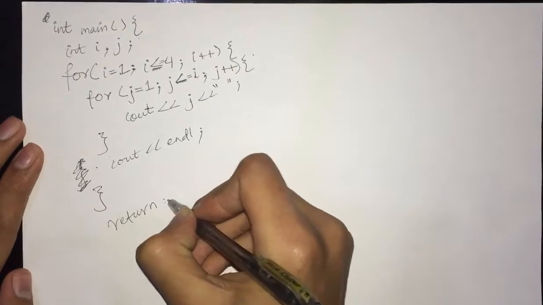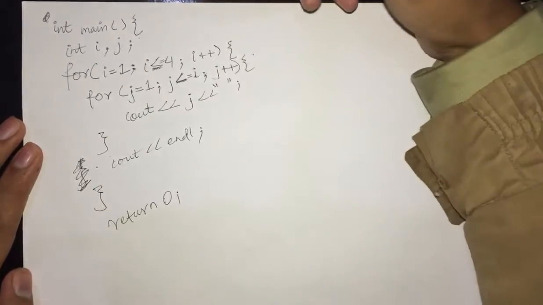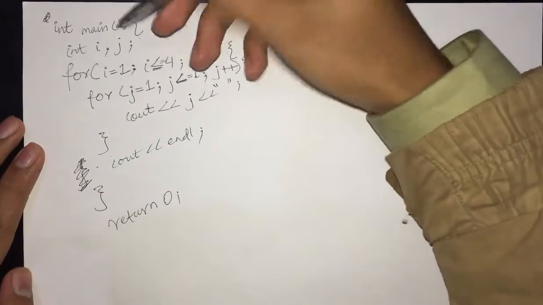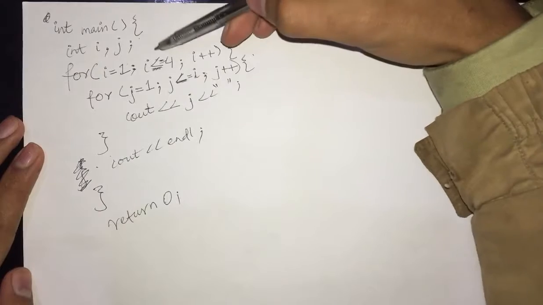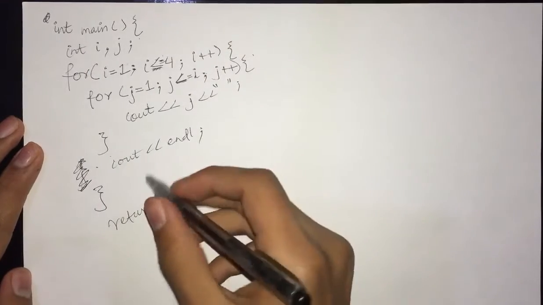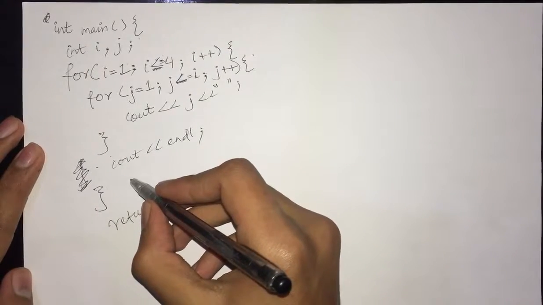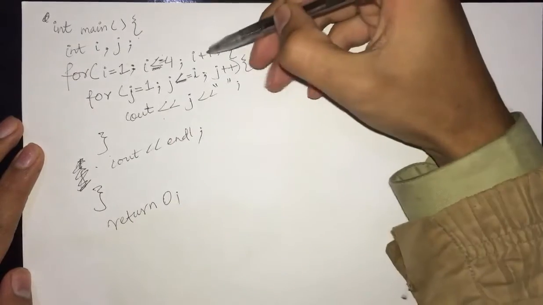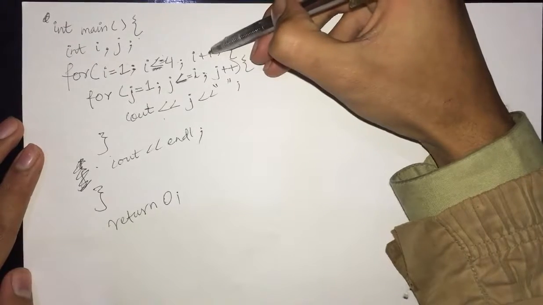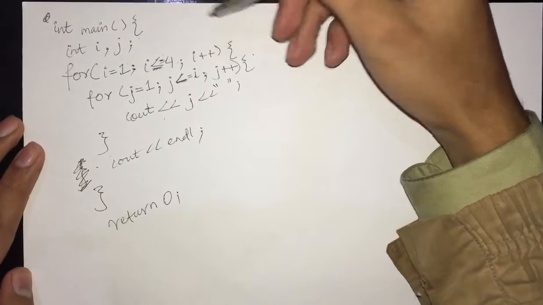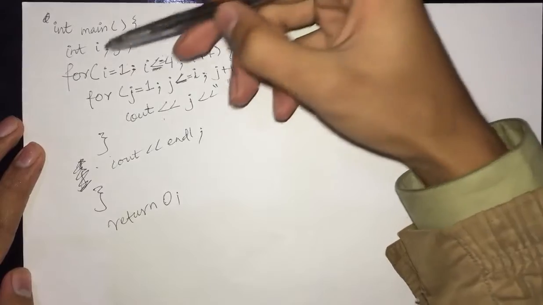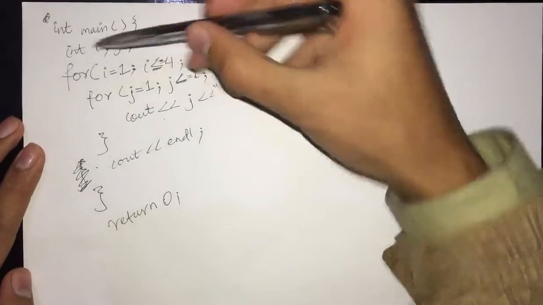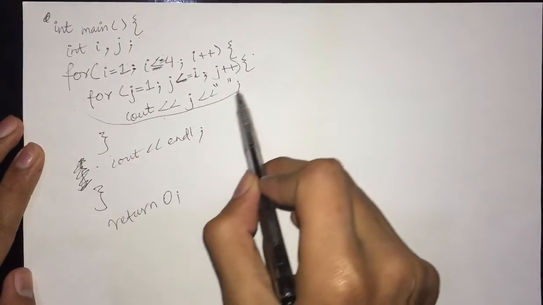So let me explain how it works. i is initialized to 1. Here's the condition of i, that it should repeat 4 times, and the counter should be incremented by 1 when this loop is completed. So when i is 1, this loop executes. Now this inner loop is going to complete all of its iterations.